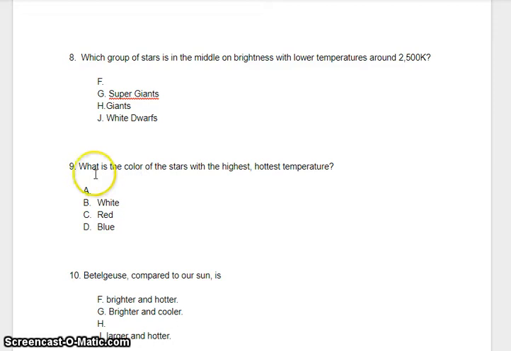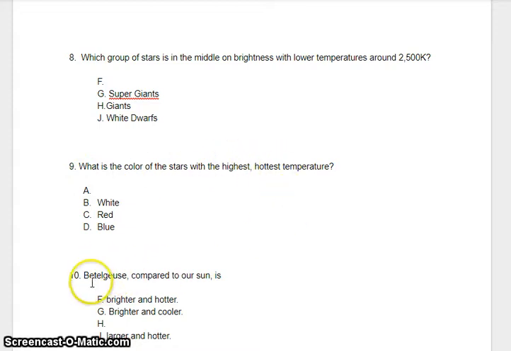Number 9. Still using the diagram above. What is the color of the stars with the highest and hottest temperatures? White, red, blue. What color is the highest and hottest temperature?